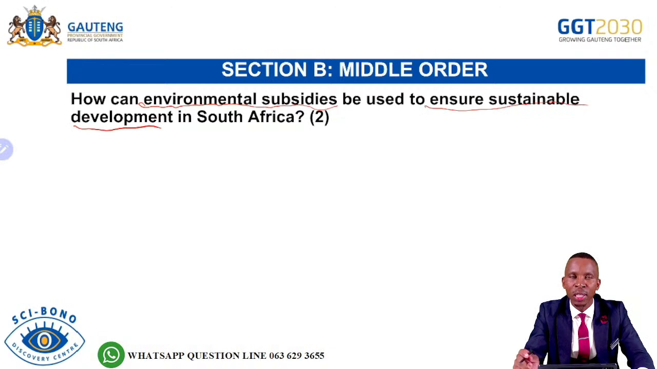environmental subsidies are those subsidies that are given by the government to organizations or individuals that are taking care of the environment, or that are using environmentally friendly materials, or that are using renewable energy. Those organizations receive environmental subsidies from the government. So let's check.